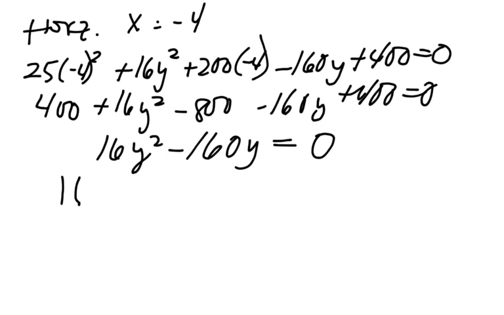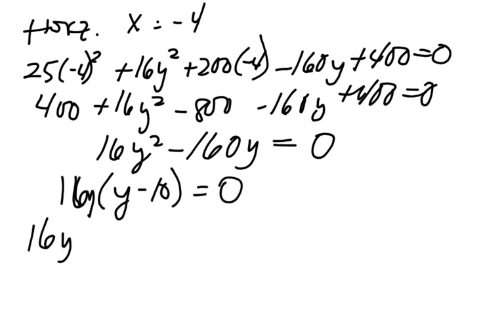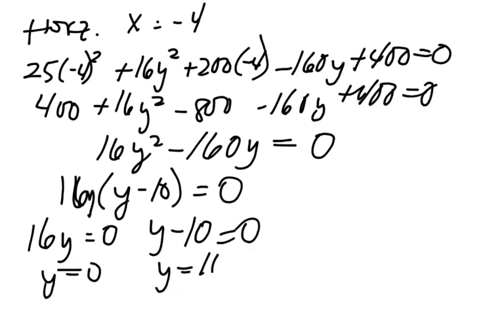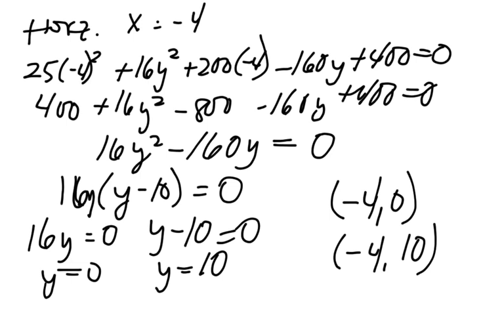Factor it. Oops, 16y times y minus 10 equals 0. So y equals 0, or y equals 10, which gives me the points -4, 0, and -4, 10 are the points where I have a horizontal tangent line.